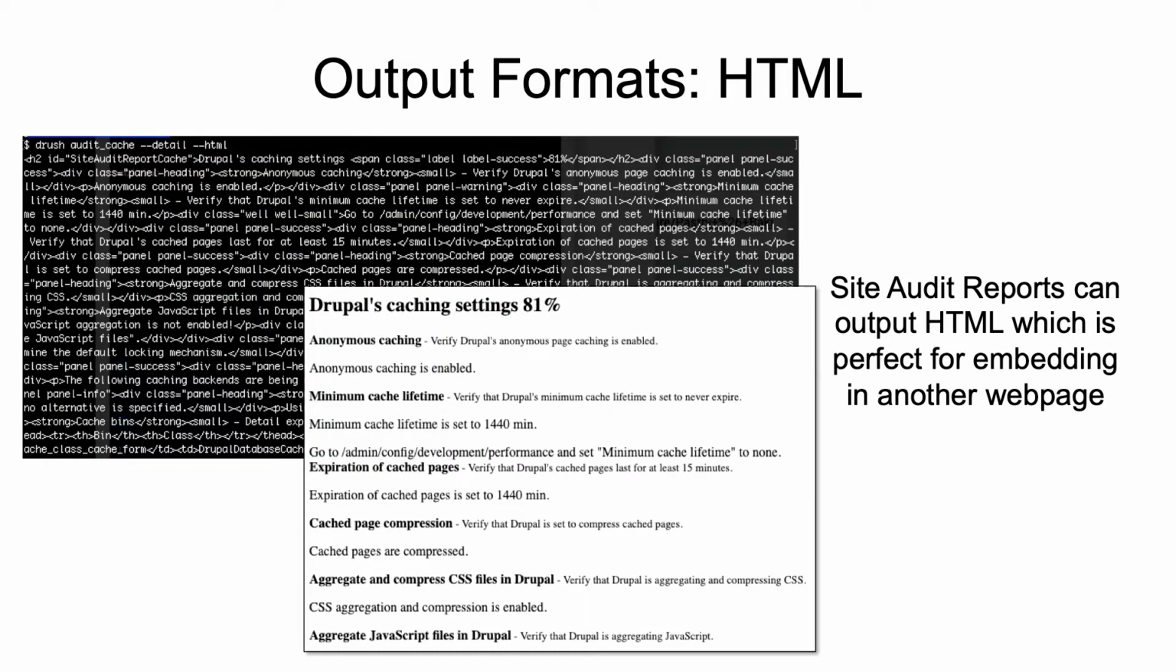We have an HTML format output. Note that the HTML being returned is not a proper web page. There's no wrapping HTML element, there's no head element, no styles or scripts. This is perfect for embedding in another web page. In Drupal 8, this is how the Site Audit Report page is being generated. A request is made for this HTML, and it just puts that in the standard Drupal page for your theme.